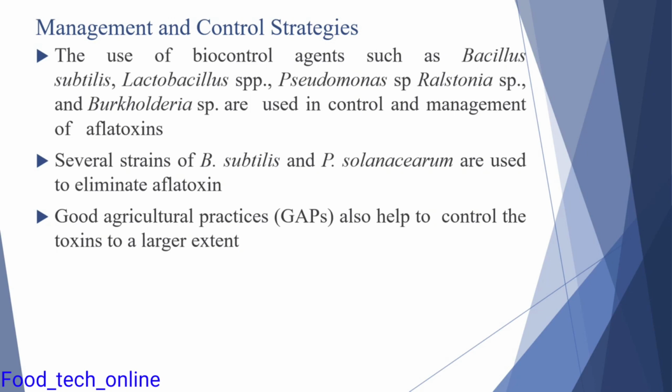And several strains of Bacillus subtilis and Pseudomonas solanacearum are used to eliminate the aflatoxin, to help completely eliminate the aflatoxin. Besides this, good agricultural practices also help to control the production of the toxin to a greater extent.